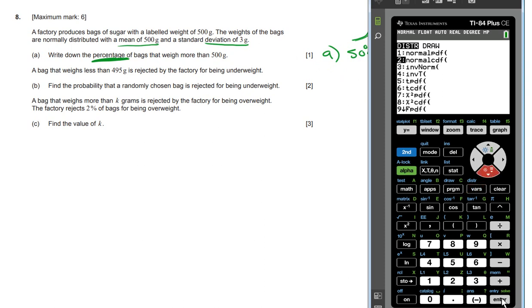So we go to normal CDF, we push enter, and now it's going to ask us to put in all of this information here. The lower, so we want a bag that weighs less than 495. So the lowest it could possibly be would be 0, right? And then the highest we want it to be is 495. So we put 495 in, push enter, and then this little mu here, that is our mean. If you look at it, it kind of looks like it could be an M. So that's how I remember that. And then the little sigma, I can't remember what that one's called. Sorry, I call it super O. It's an O with a cape on it. That's always your standard deviation, so that's 3.